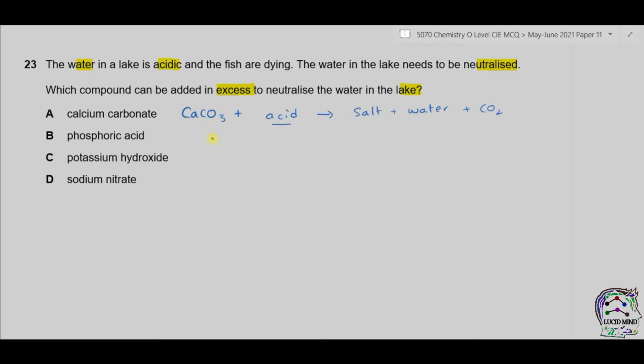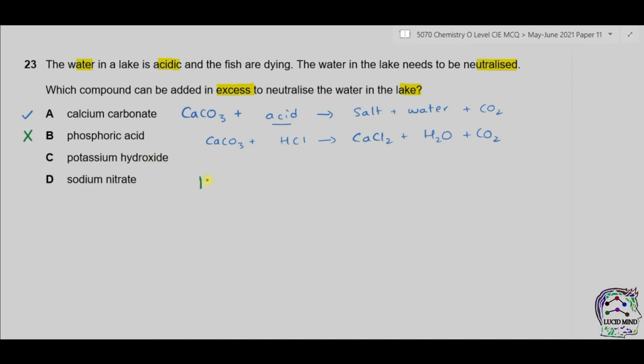For example, if we have HCl, it will be converted into calcium chloride salt along with H2O and CO2. So acidity will be reduced. Part A could be correct. Part B, we have phosphoric acid. As we already have acid in the lake, we cannot use another acid. This is incorrect. Part C is potassium hydroxide.